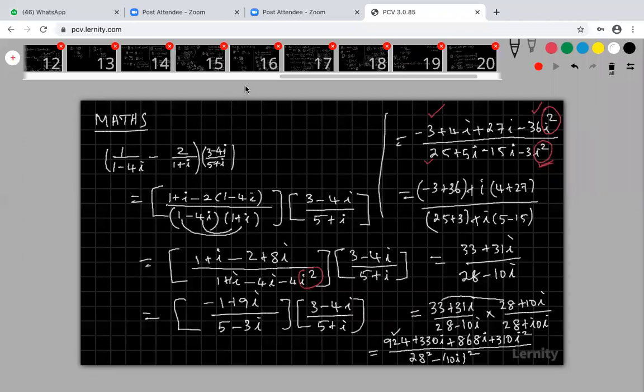Conjugation is, please try to understand, if a plus ib is the complex number, then the conjugate is a minus ib. Your real part is the same. You have to change the imaginary part only. So that is my conjugate.